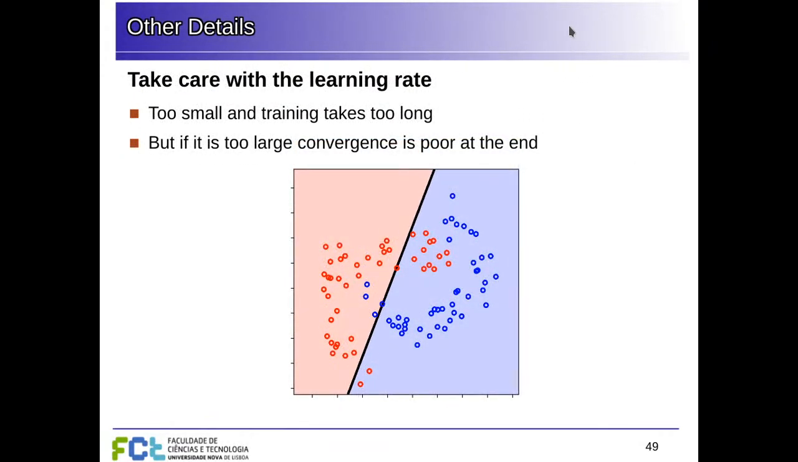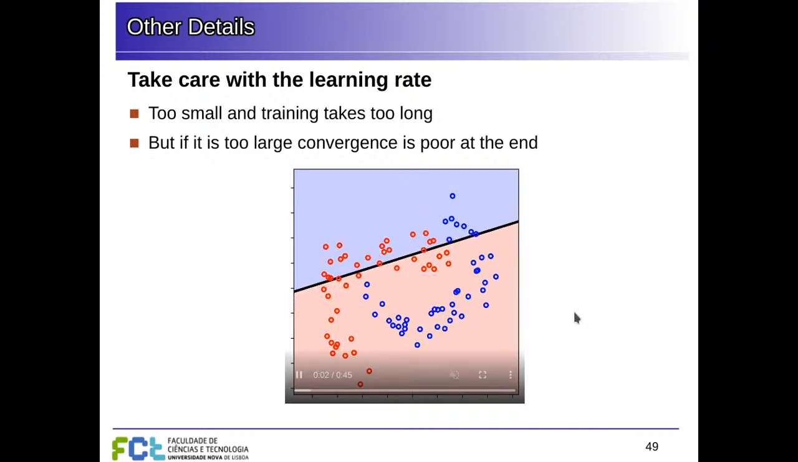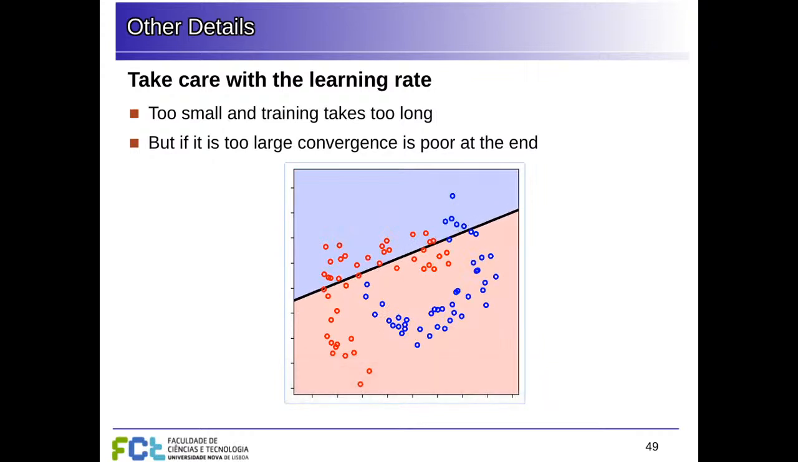It's also important to take care with the learning rate, because if the learning rate is too small, we take too long to train. But if the learning rate is too large, then at the end we may have poor convergence here, and we have some oscillations because the network cannot find the right spot. It is overstepping and going back and forth, and it's hard to converge there.